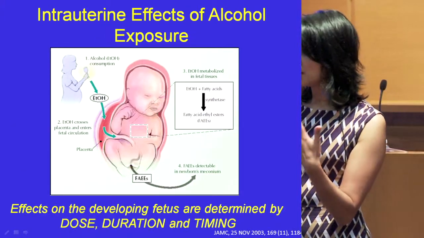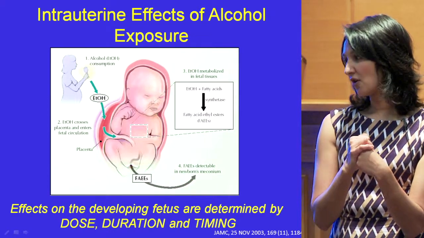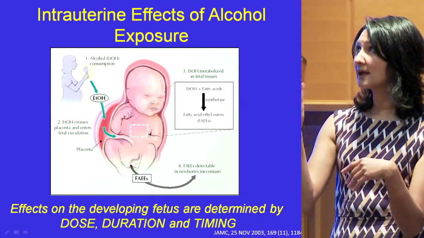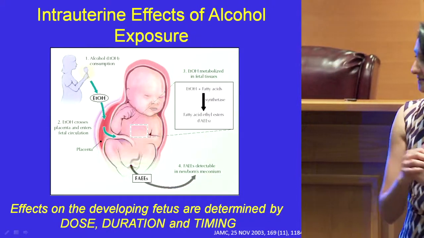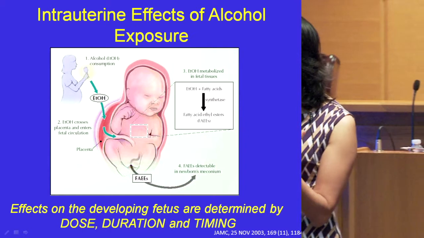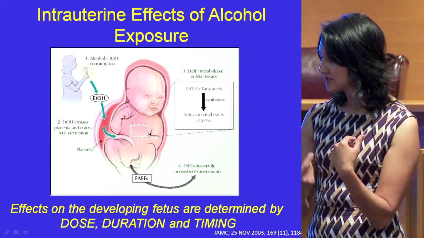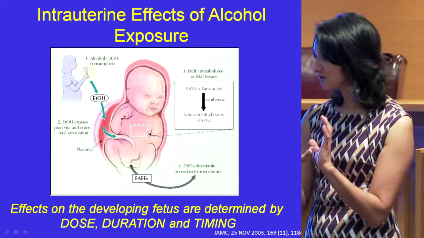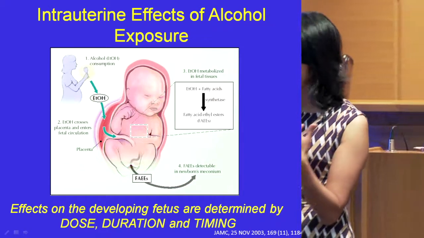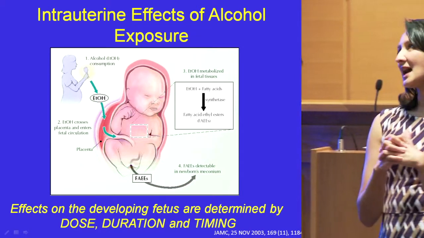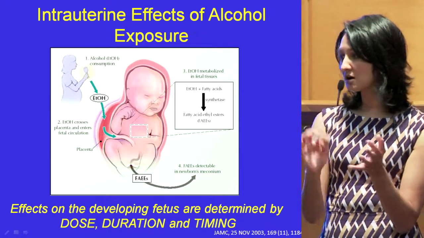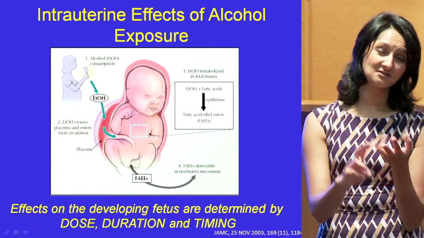And so when we think about the effects of alcohol exposure on the developing fetus, the reason it is so teratogenic is because alcohol, or a metabolite of alcohol, readily crosses the blood-brain barrier. So basically what you have is the mother drinks alcohol, the alcohol crosses the placenta, enters fetal circulation, becomes converted into a fatty acid ester, and those fatty acid esters cross the blood-brain barrier and act as a neurotoxin to the developing brain. And the effects on the developing fetus are determined by dose, duration, and timing.